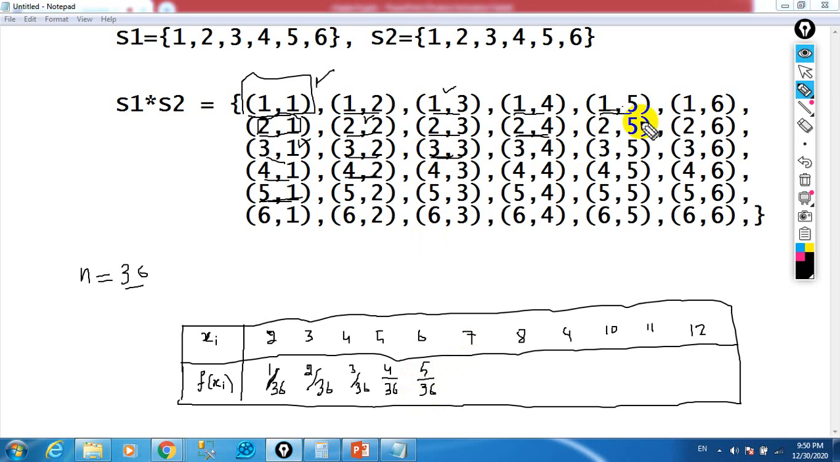Next, 7. So when we add 1 and 6, the answer will be 7. When we add 2 and 5, the answer will be 7. When we add 3 and 4, the answer will be 7. When we add 4 and 3, the answer will be 7. When we add 5 and 2, the answer will be 7. When we add 6 and 1, the answer will be 7. 1, 2, 3, 4, 5, 6. So we have 6 divided by 36.